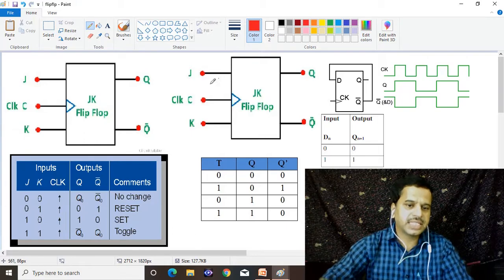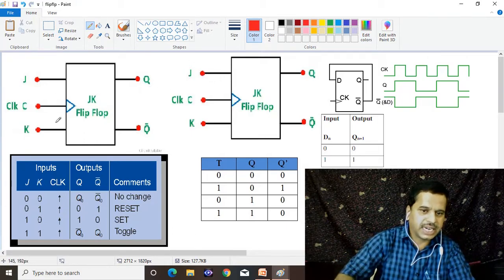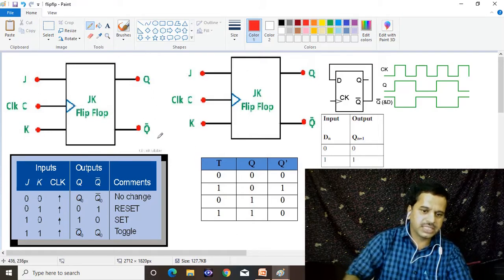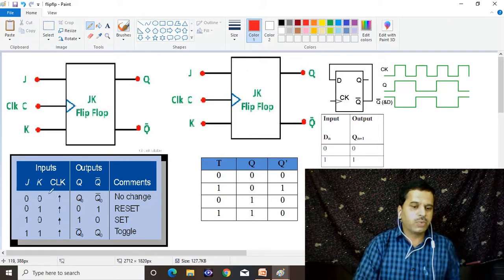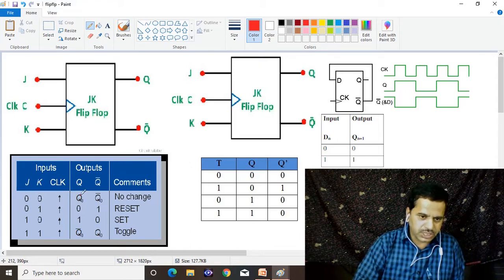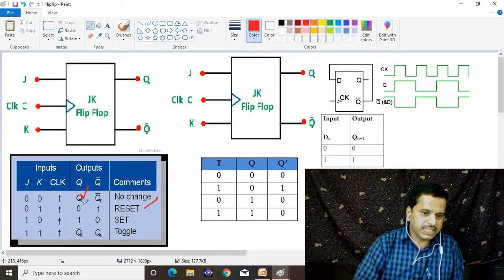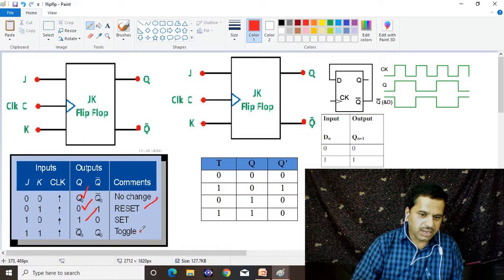Let us study the JK flip-flop. A recap of that: it has two inputs, J and K, and outputs Q and Q bar. This is the truth table of the JK flip-flop. When J and K are equal to 0, there is no change in the output; that is, Q remains Q. When J is equal to 0 and K is equal to 1, it is reset, meaning the output becomes 0. When J is equal to 1 and K is equal to 0, it is set. When J and K are both equal to 1, it is toggle.